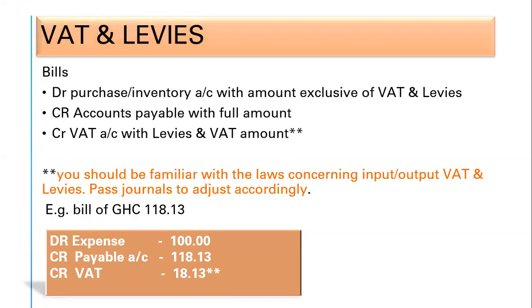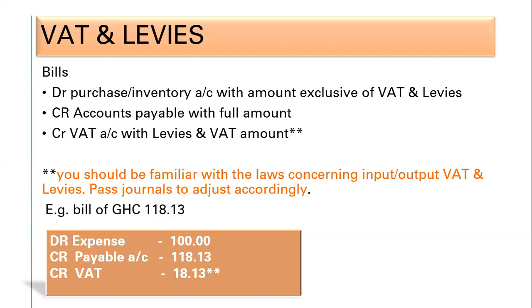Well, how about if it's a bill? With the same example, if you have a bill of 118.13, you would have the purchase or the inventory account debited with the amount exclusive of the VAT and levies, in this case 100. And then the accounts payable account will be credited with the full invoice amount, which will be 118.13.